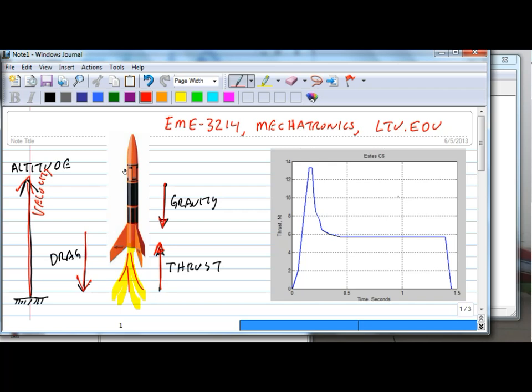We have data for the engine, in this case an Estes C6. We have a curve here of thrust as a function of time. That's derived from manufacturer data. People have run these things. You can get data on just about any engine out there. It's pretty easy to come by.